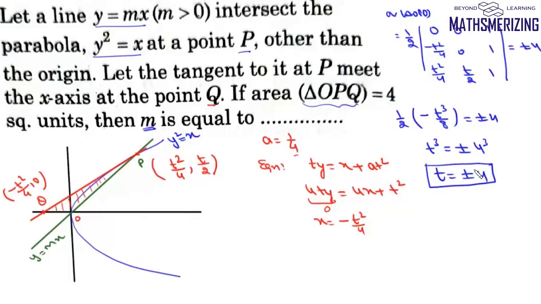Now we need to find slope of this line. So what is slope of this line? So slope of this line OP will be, with point t square by 4 comma t by 2, simply 2 upon t. What is the value of t? T is plus or minus 4. So value of m should be plus or minus 1 by 2.